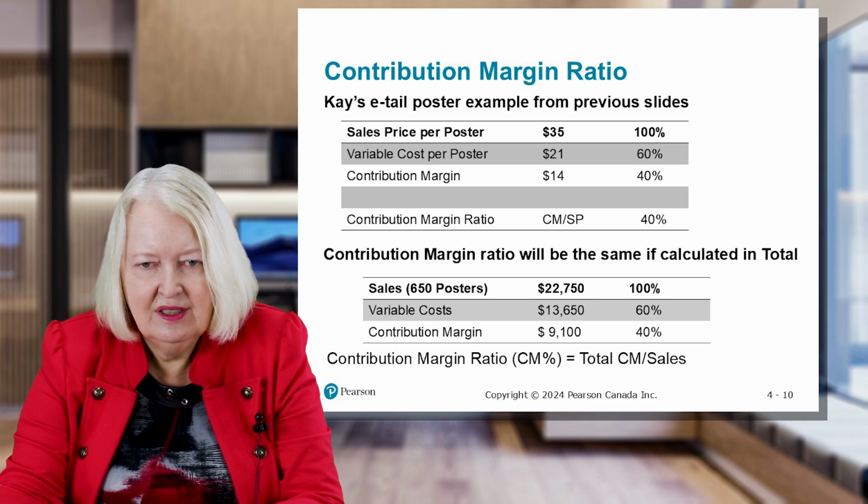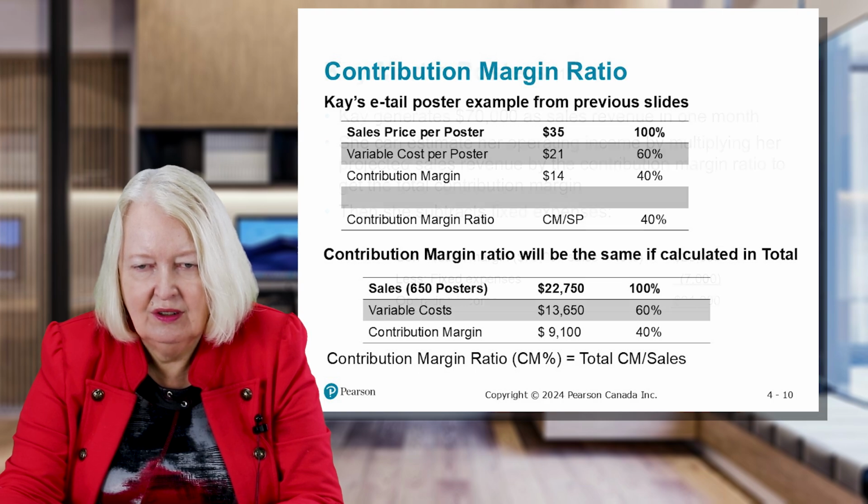So say, for instance, if you're looking at 650 posters, you know the contribution margin there is going to be 40%. So you know that's going to be $9,100.